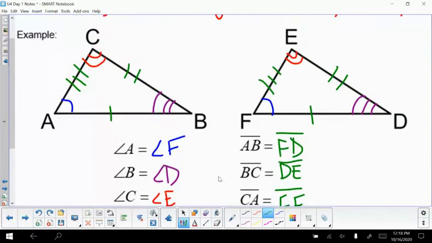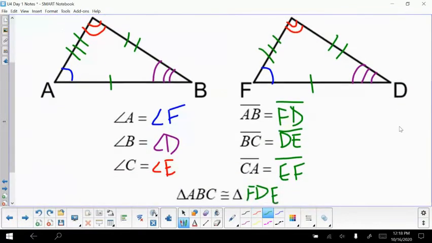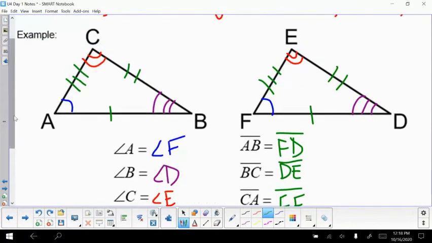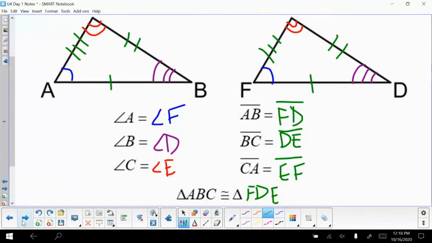So triangle ABC is congruent to triangle FDE. They're in the same order. All the corresponding parts have to be in the right position.